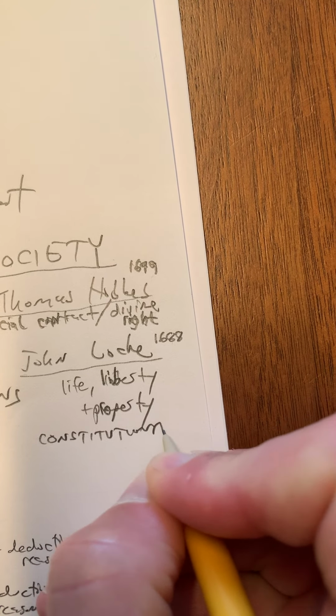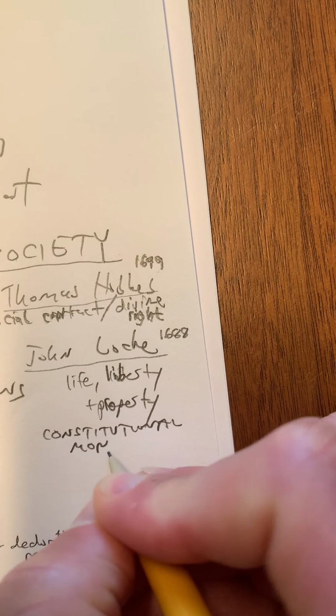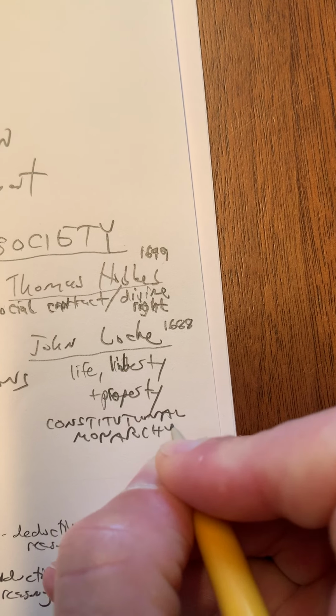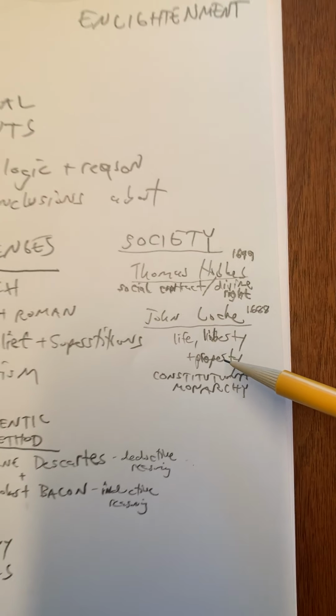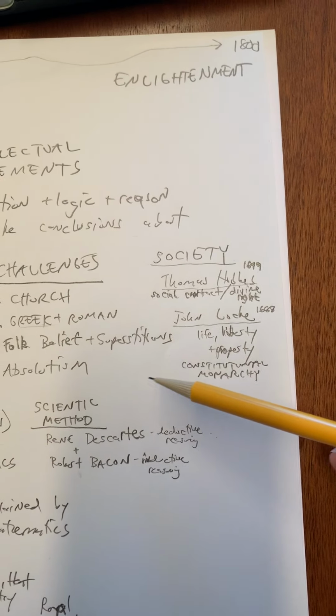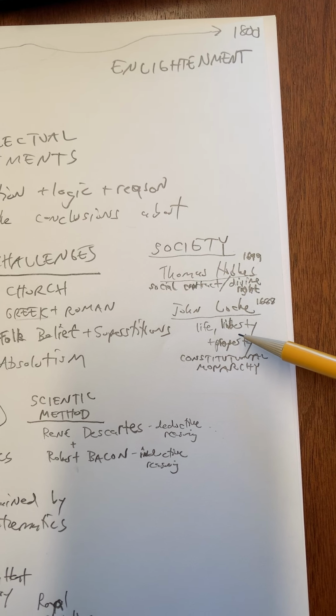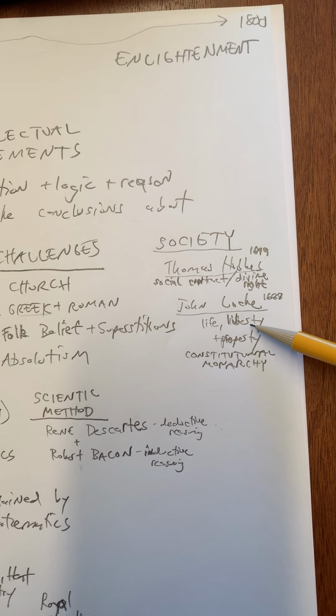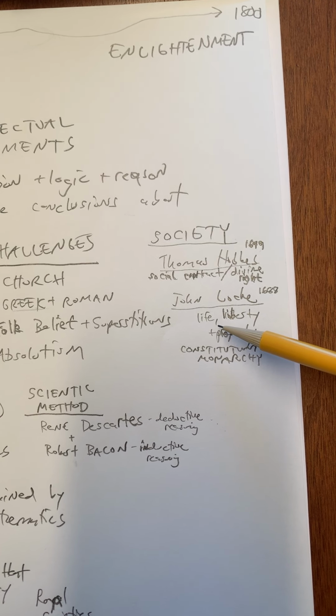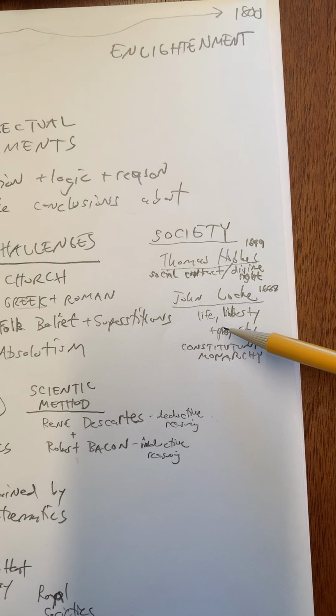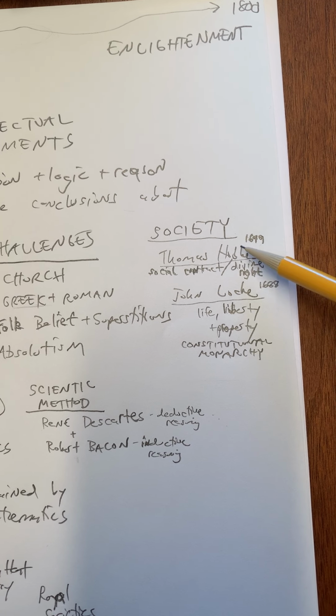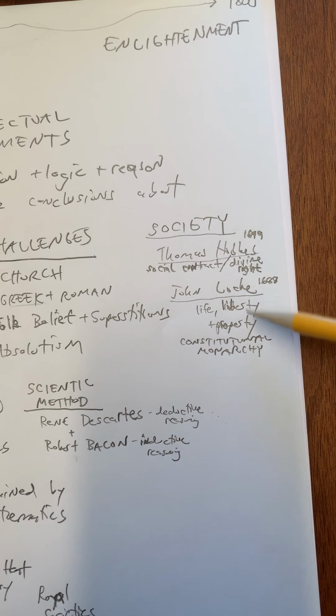Constitutional monarchy, putting limits on a ruler. And so this challenges the idea of absolutism and the king being able to take property or liberty or freedom or the life of someone without due cause. Okay? And so these are the first two Enlightenment thinkers I think of.